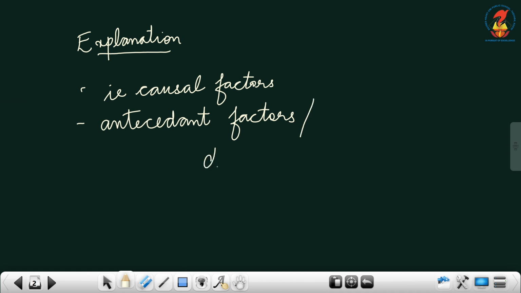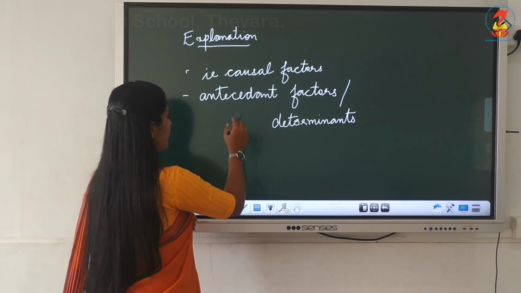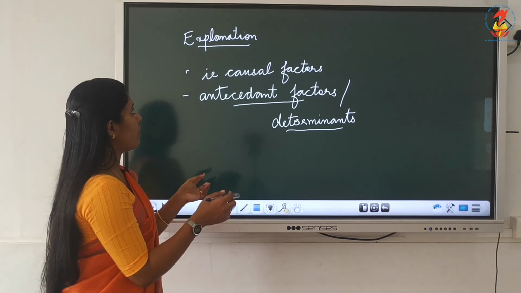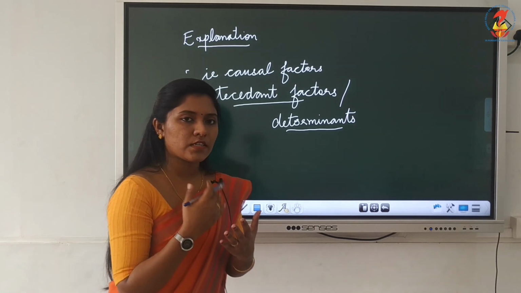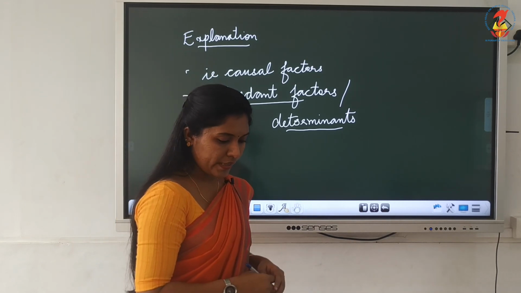Or we can say determinants. That is, the conditions that led to a particular behavior are called antecedent factors or determinants of behavior, the causal factors. So the researcher tries to explain the causal factors or the determinants or antecedent factors, the conditions that led to a particular behavior. That is the third goal, explanation.